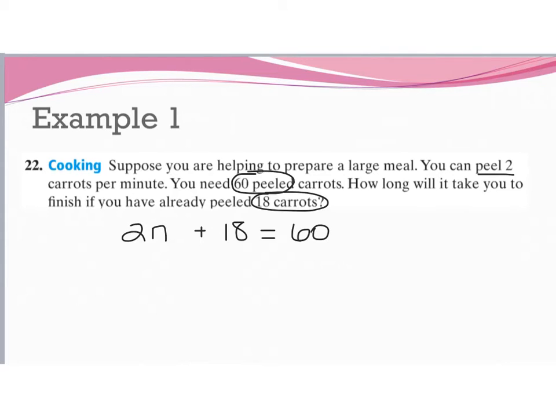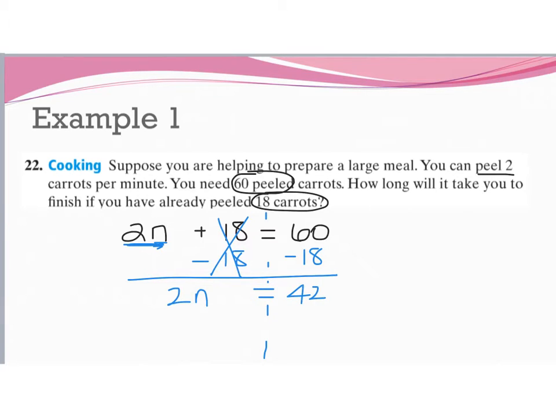Now what I have to do is get n by itself. So in order to do that, I'm going to leave the 2n piece alone, and I have to get rid of this 18. Well, 18 is being added to 2n, so to undo the addition, I'm going to subtract 18. And if I do it to one side of the equal sign, so if I draw an imaginary line through here, I have to do it to the other. So when I subtract, my 18s are going to go away over here, and that's going to leave me with 2n equals 60 minus 18, which is 42.